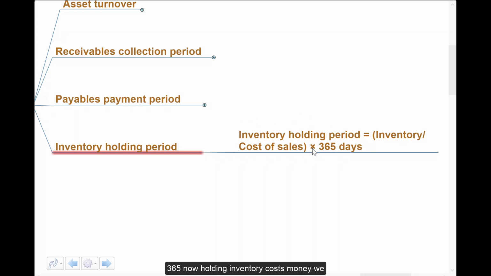Now, holding inventory costs money. We have to house it somewhere. If we have millions and millions and millions of pounds worth of inventory, we need warehouses, we need storage areas. In addition to that, ideally, we should be turning our inventory into sales and therefore cash as quickly as possible. If the inventory holding period is rising, then that tells us something that needs to be investigated for sure.